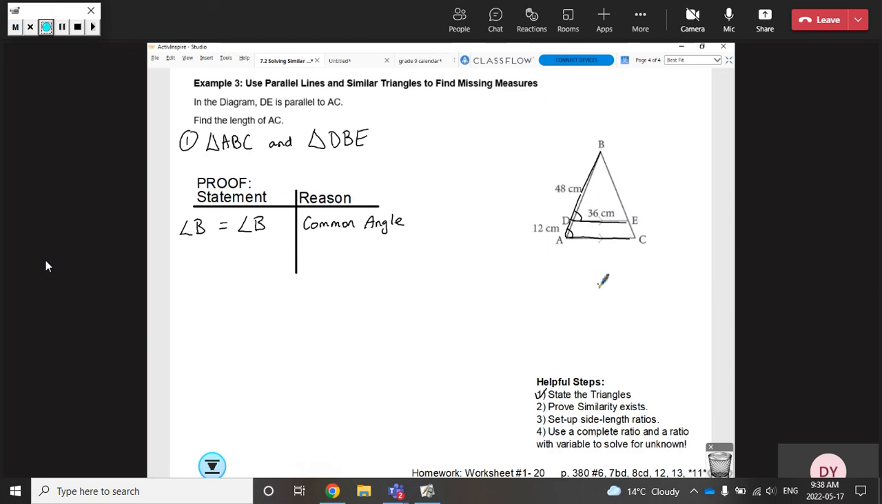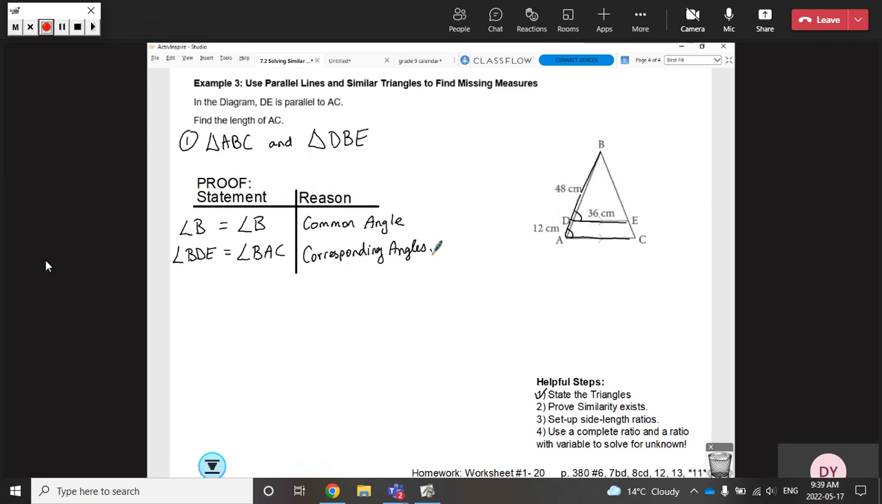So we can say angle, we call that BDE, which is really angle D, is equal to angle BAC, which is really angle A. And those are equal, what do we call the F pattern? Do you remember what type of angles they are? It's not alternate. It's not opposite. Is it? Perfect. Corresponding angle.